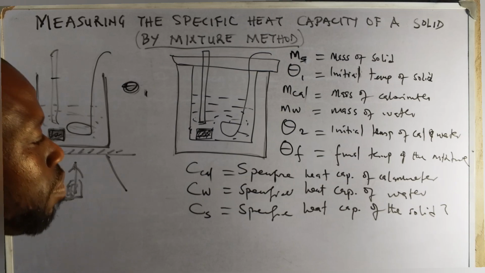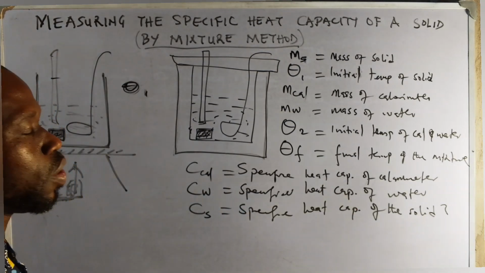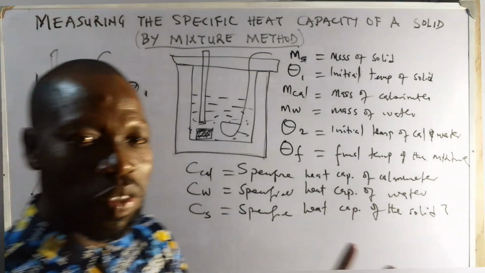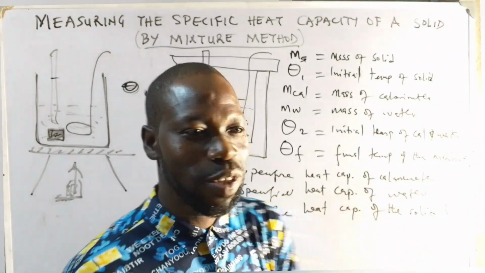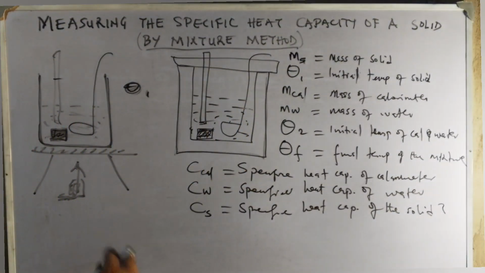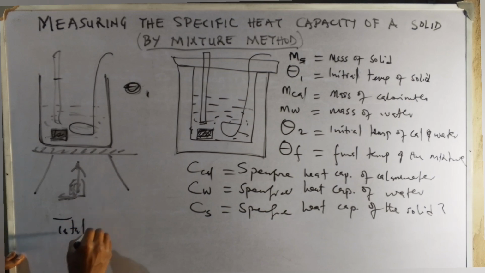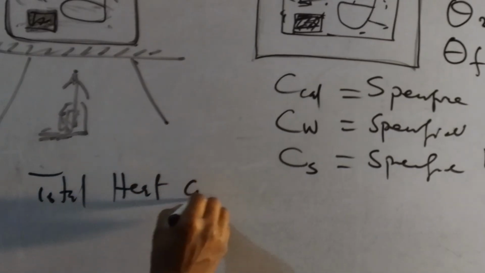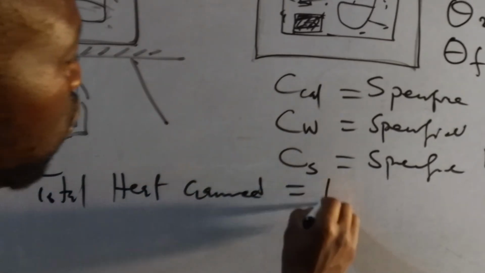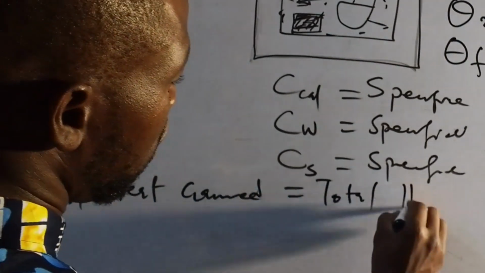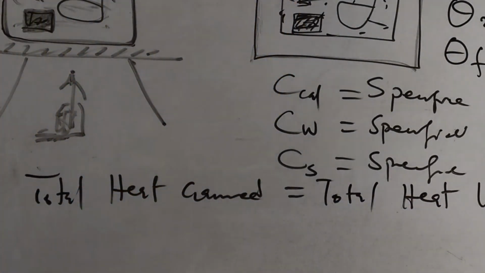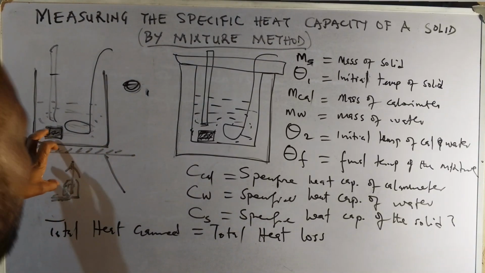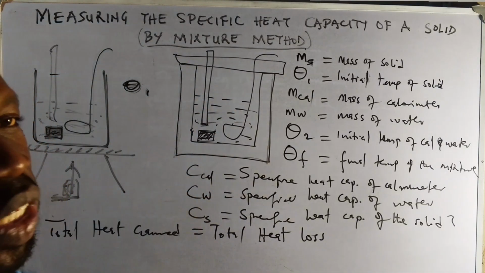Simple experiment. Now, how do we get the specific heat capacity of the solid? A simple formula: heat gain is equal to heat loss. In an isolated system, we know that total heat gain is also equal to total heat loss. All right. So what is gaining heat? The water and the calorimeter are gaining heat. The copper solid that you're transferring is losing heat.